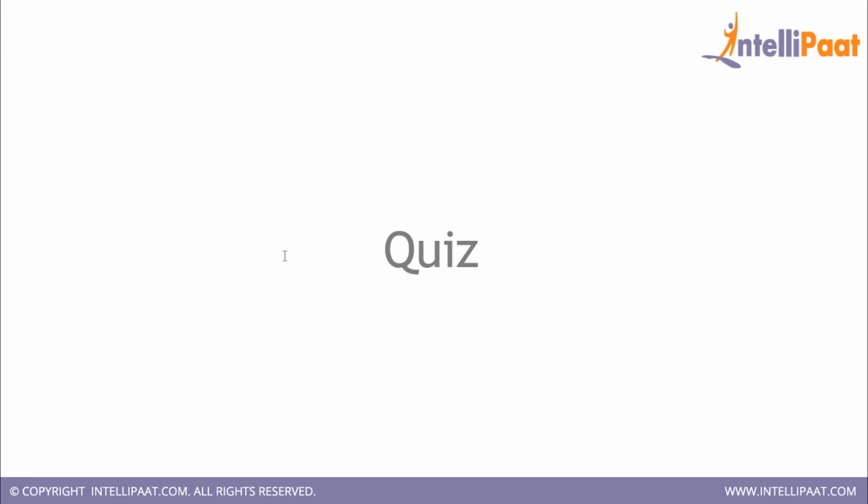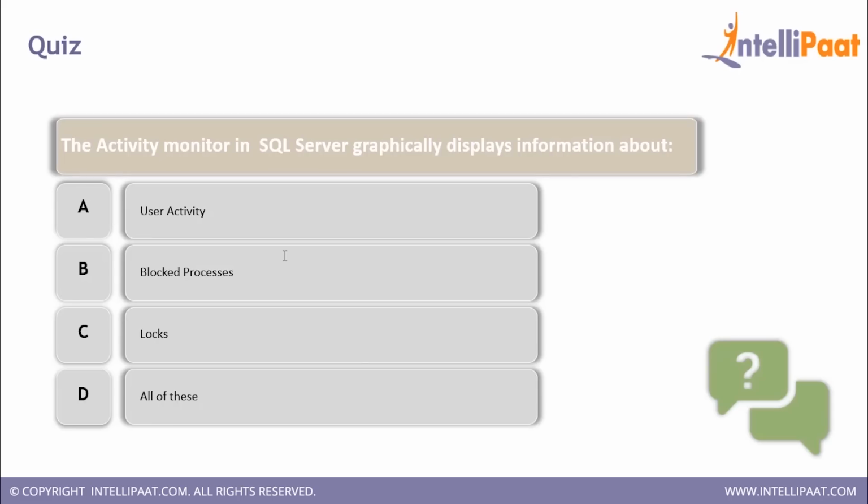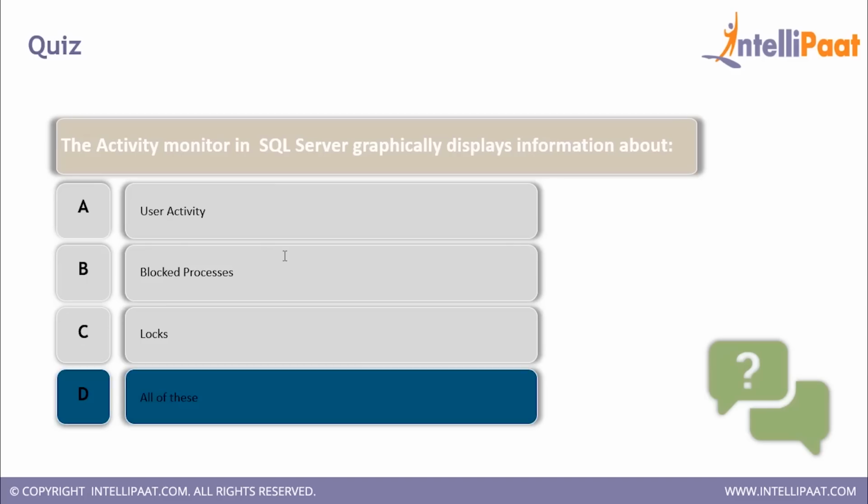So now let's head on to the pop quiz. So you have this first question. The activity monitor in SQL Server graphically displays information about what? Well, it displays information about all of these. It gives us information about user activity, blocked processes, and also logs.